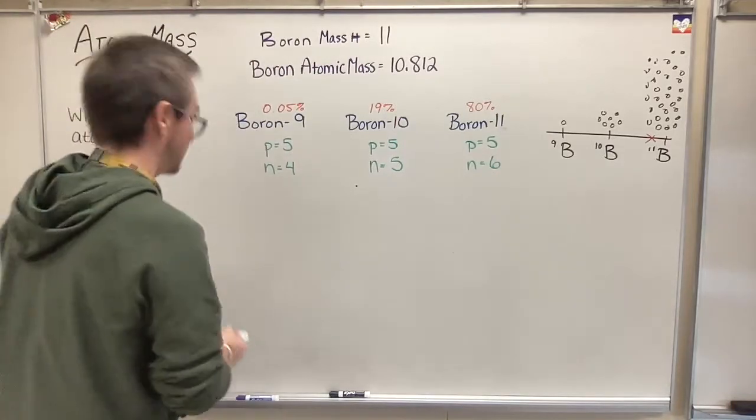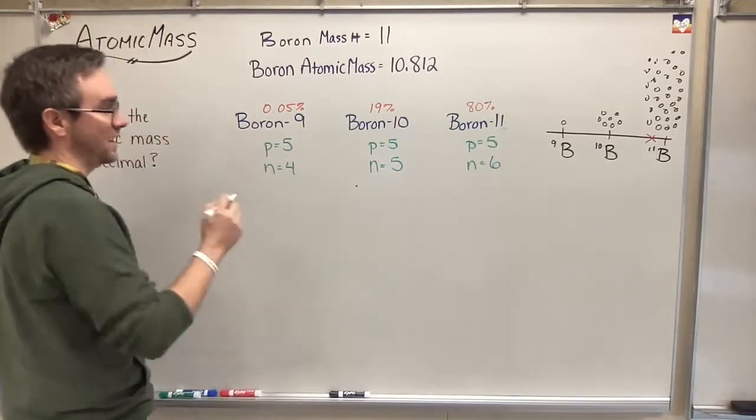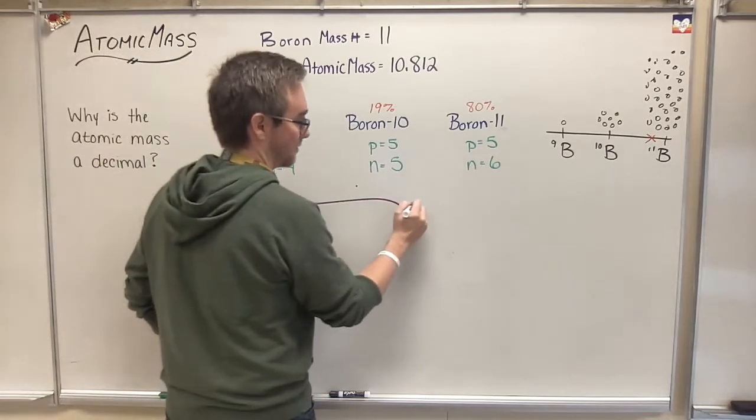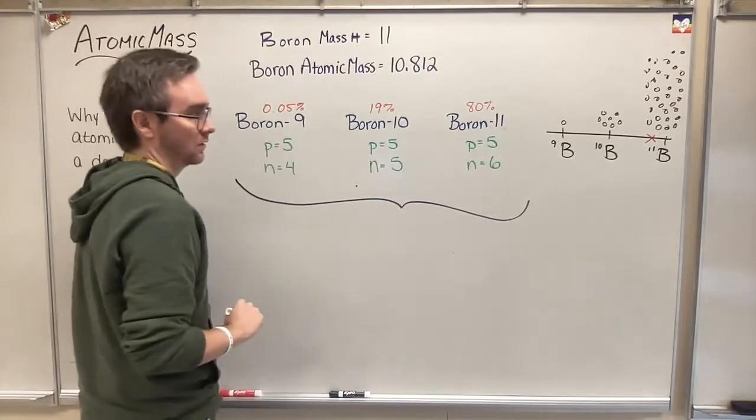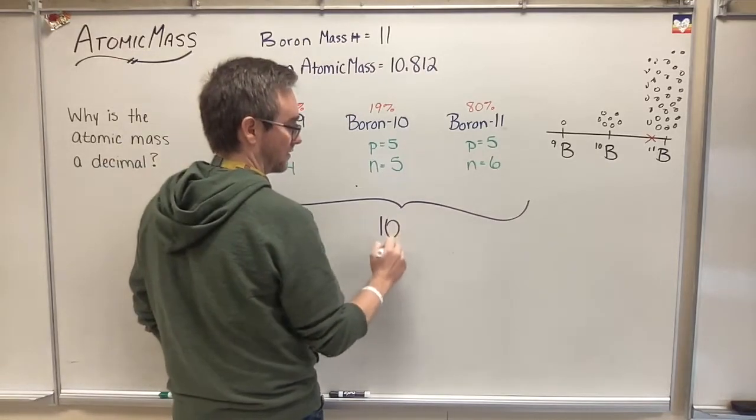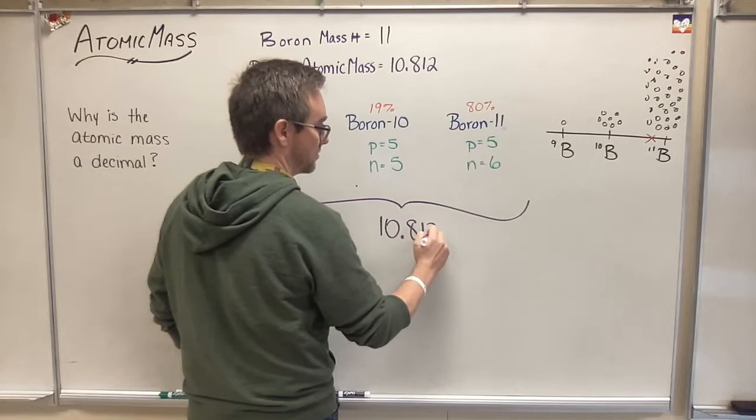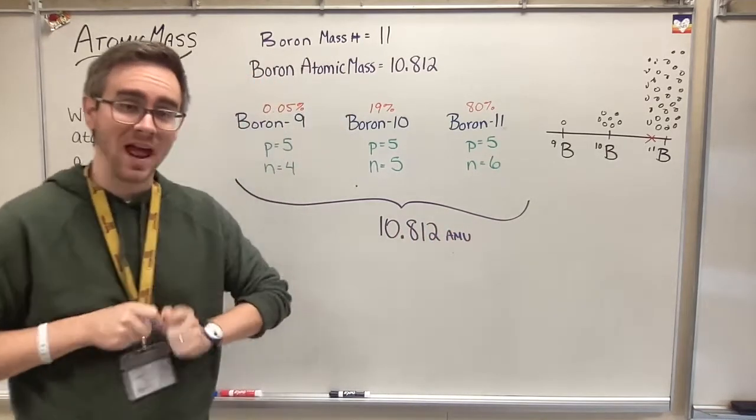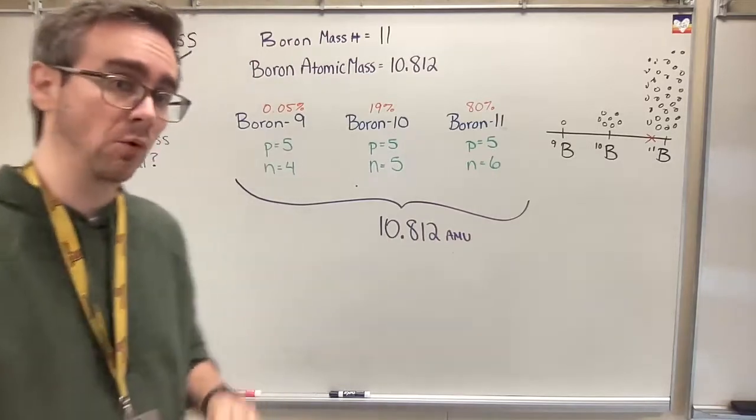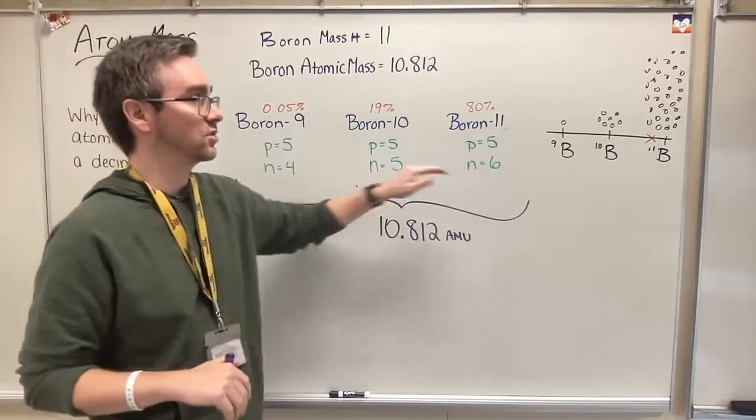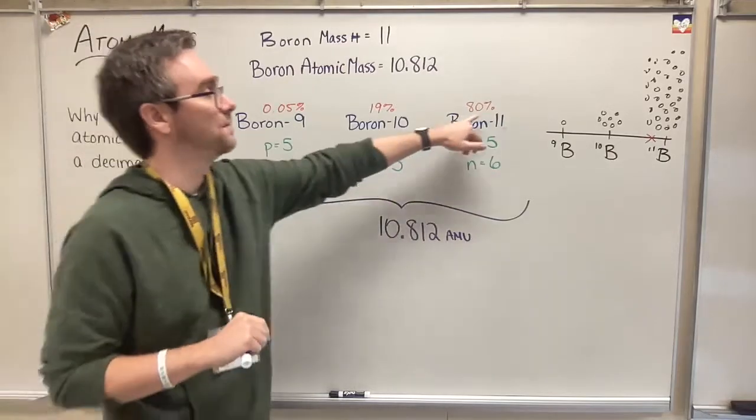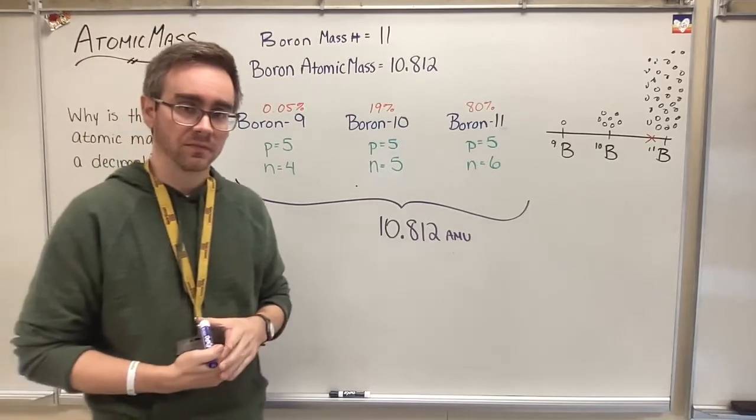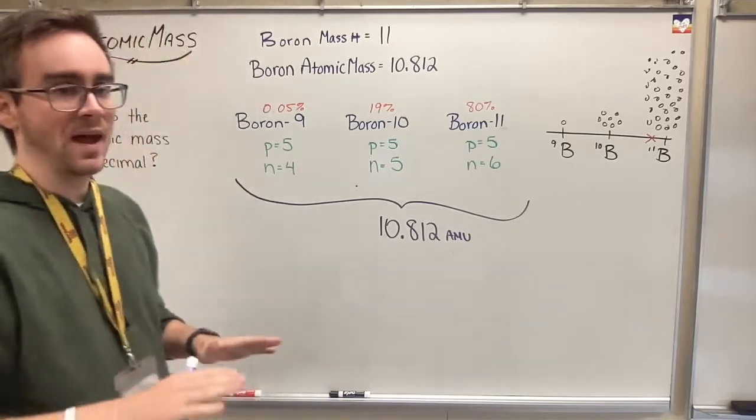So if I was going to take the average of these here of 9, 10, and 11 by abundance, there's a mathematical formula to do that. We would end up getting 10.182 AMU. That is the atomic mass, the average mass that we use for boron because there are different isotopes, but each isotope has a different amount of abundance, or how much of it there is. So we had to think about that a little bit in terms of math here.